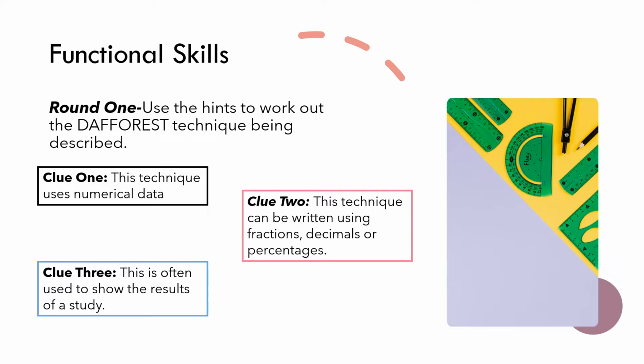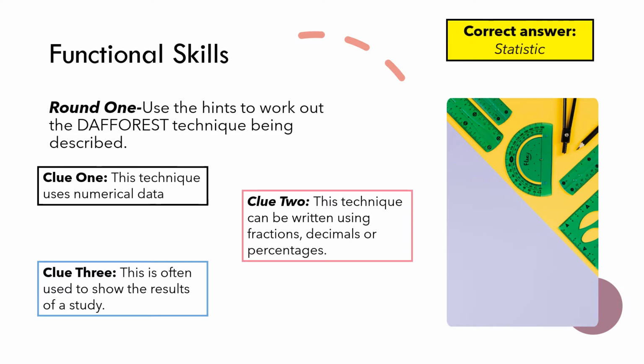I'm now going to go ahead and reveal the correct answer for the first question. So you can see there in the top right hand corner, the correct answer for the technique that's being described is of course a statistic. So if you've got it right, mark it down, keep track of your actual score, and if you didn't get it right, maybe come back and review this another time as well.